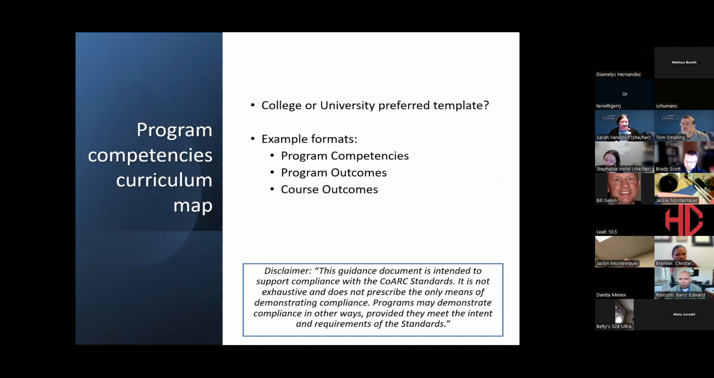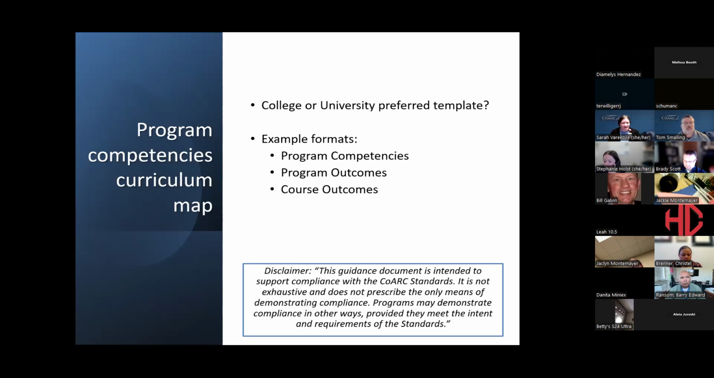And I really, truly would suggest that you start by determining if your college or university has a preferred curriculum map template. There are some members of the co-op commissioner board, some members of our external group that was part of the standards revision, that said, well, what if my university has one that I have to use? That's fine. COARC does not specify exactly what your curriculum map needs to look like.